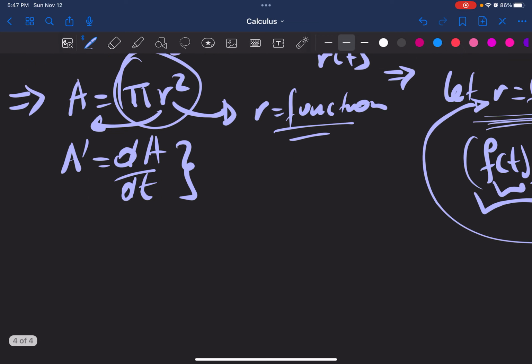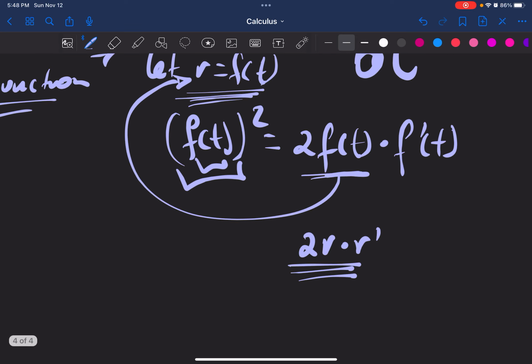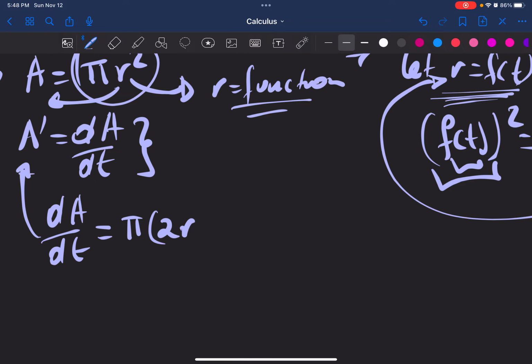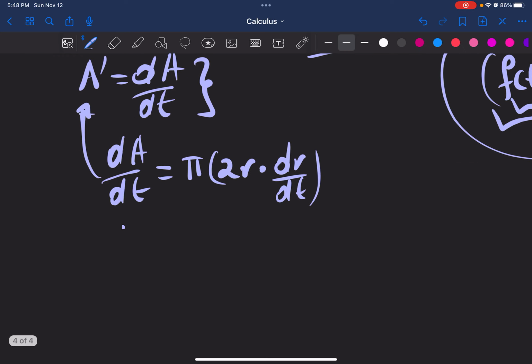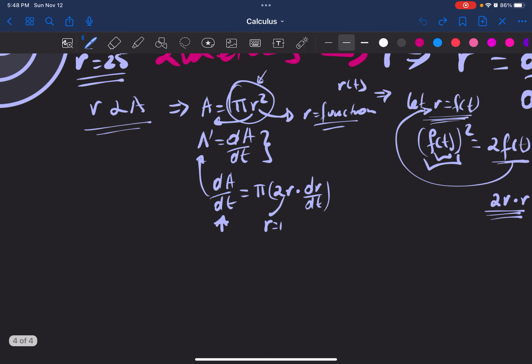So now dA/dt, which is the same as A prime, is the same as pi multiplied by what we just found, the derivative of this side. So 2 times r times r prime, which is the same as dr/dt. Now I want to find the rate of change of the area when my r is 25.